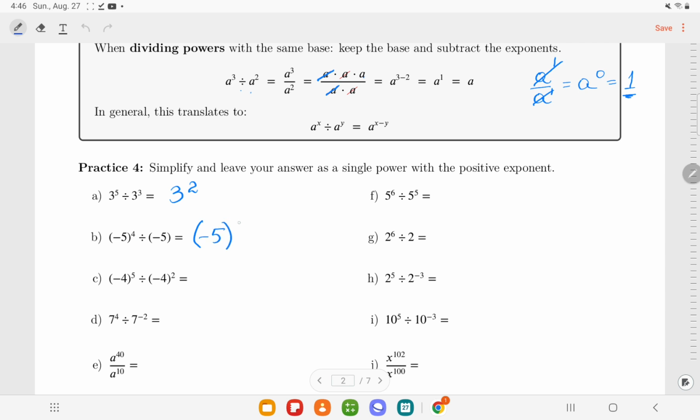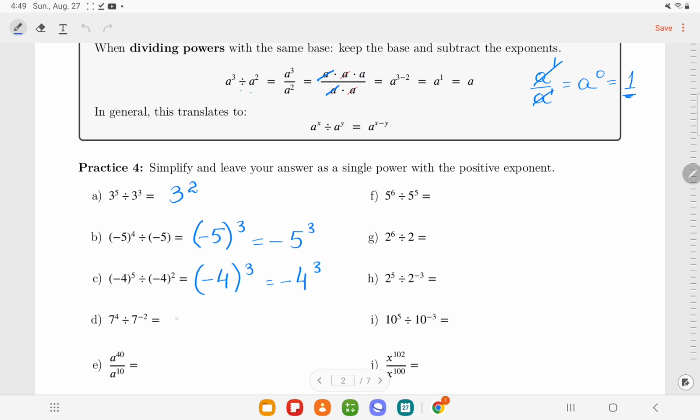4 minus 1 is 3. Since it's the odd exponent, the answer is negative. And we know that this answer is a negative answer, so we end up with negative 5 to exponent 3. Negative 4 is the base, keep the base. 5 minus 2, 3. Again, odd exponent will give us the negative answer.